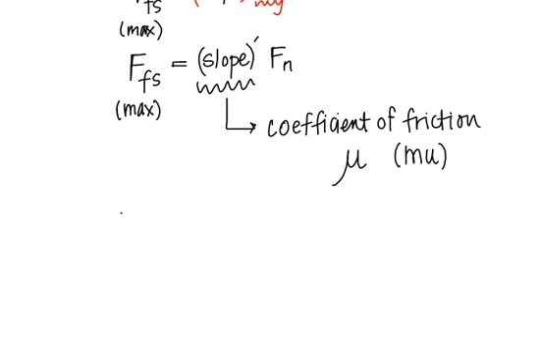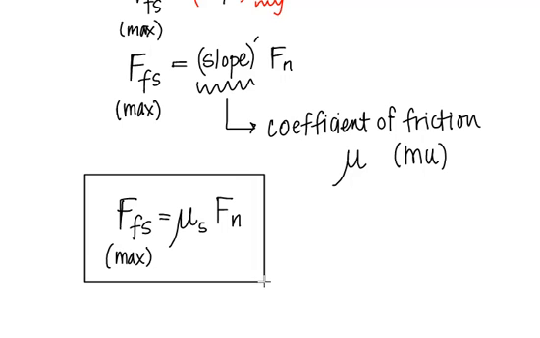All right, so that means that our equation for the force of static friction, and I'm going to put a little max down here just to remind you, would be equal to mu static times the normal force. There's the equation for the maximum static friction force.